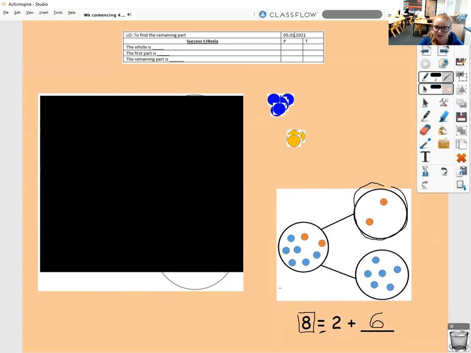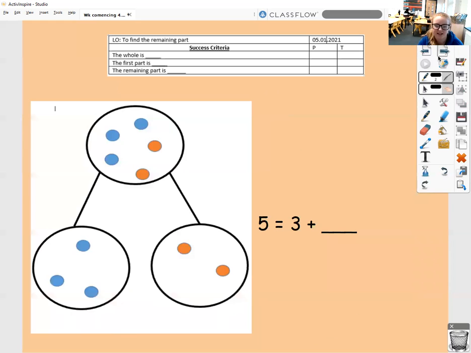The remaining part is 6. Fantastic. Let's have a look at this one. Oh, our part whole model has changed. Our whole is now at the top. Does this make a difference? No, we can still use our part whole model exactly the same way, no matter which way it is facing.